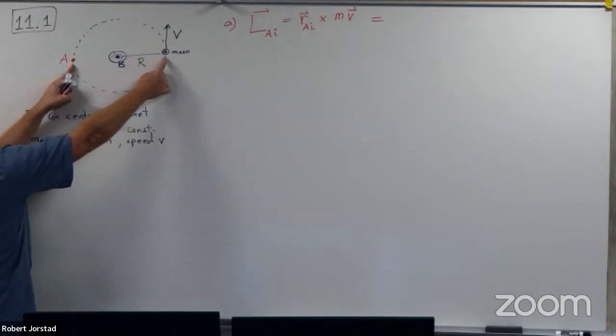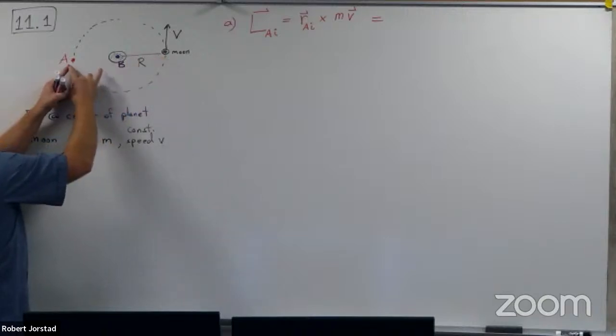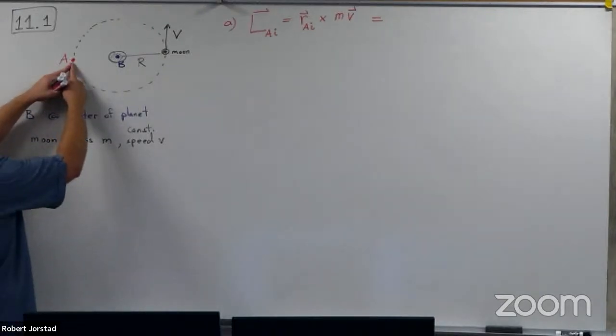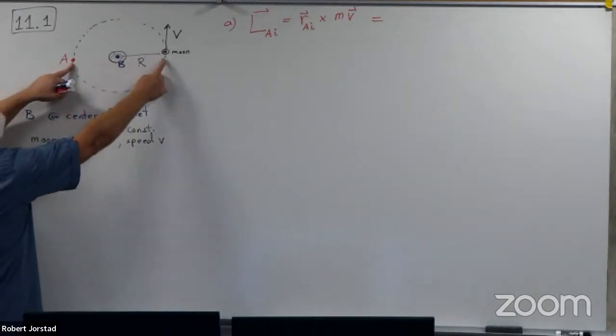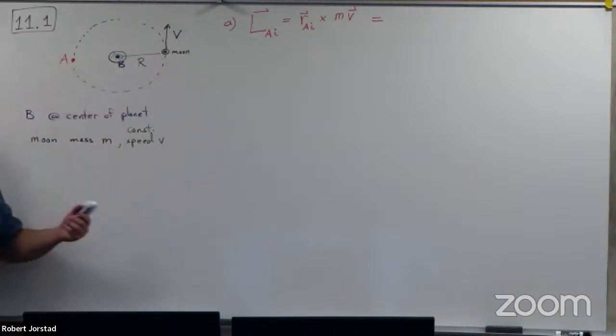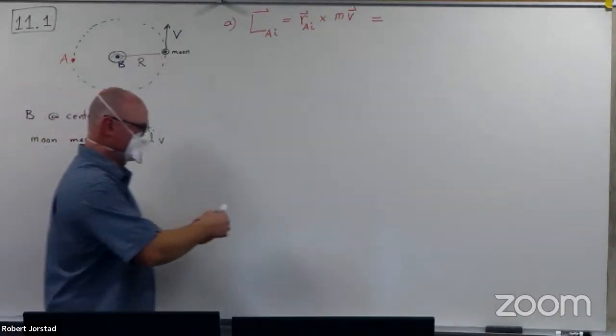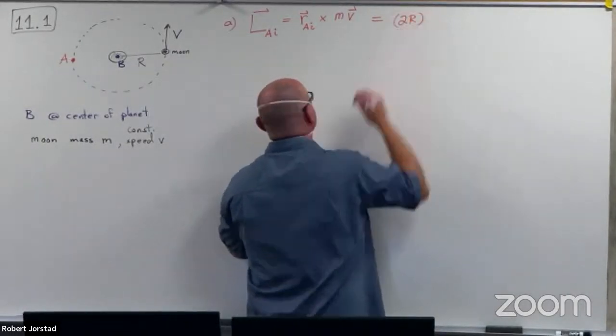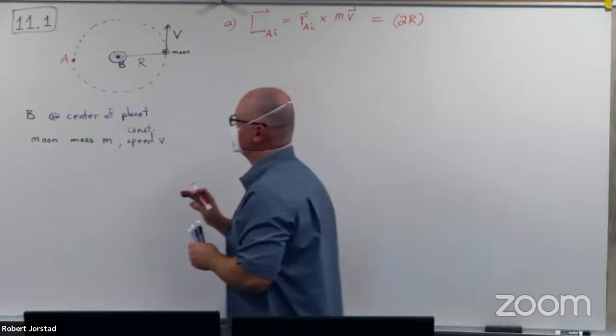Not r squared. You're close. What's the distance from here to the other side of the circle? 2r. You said r squared. Yeah, 2r. And then what is the unit vector?